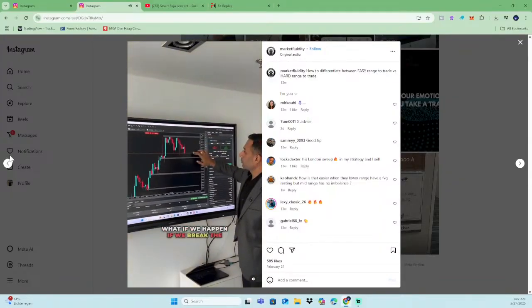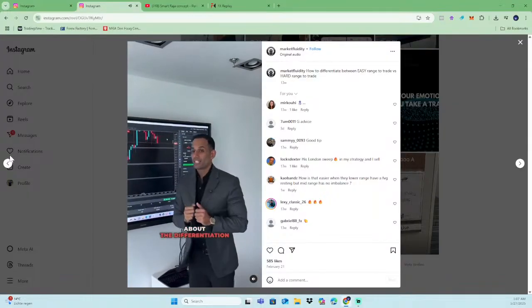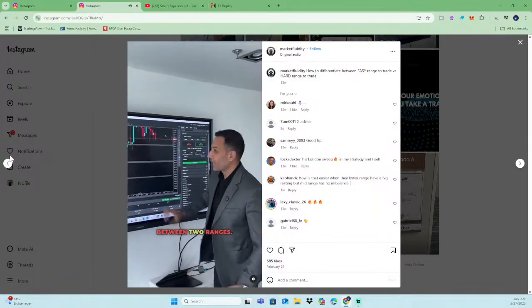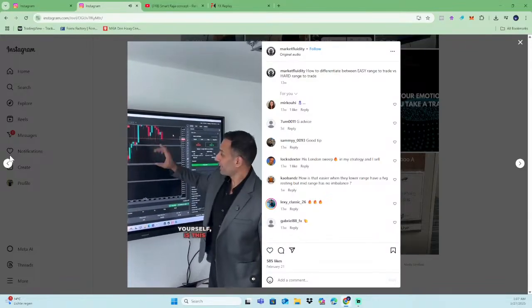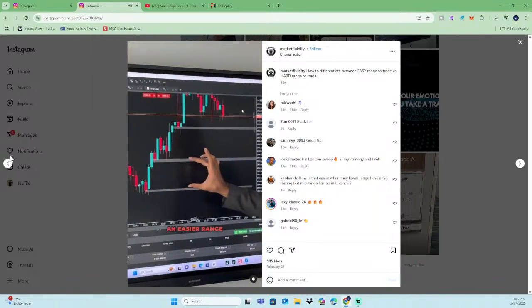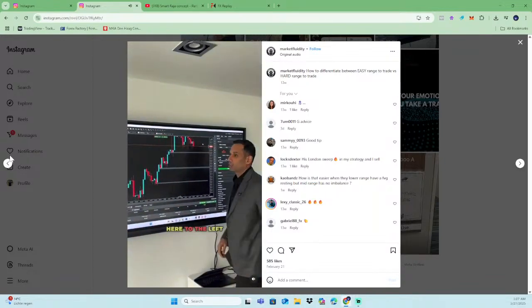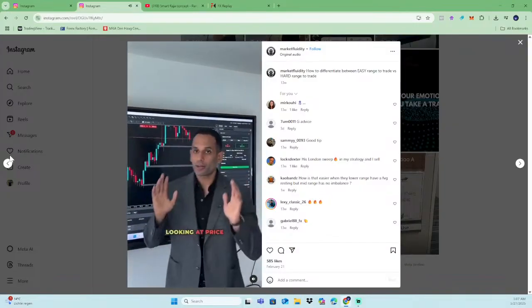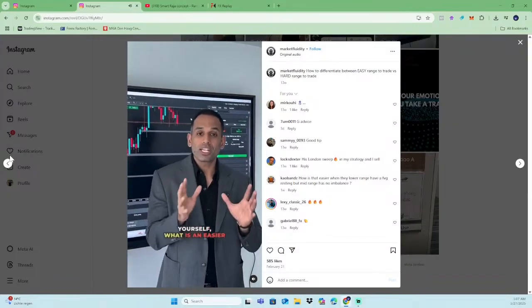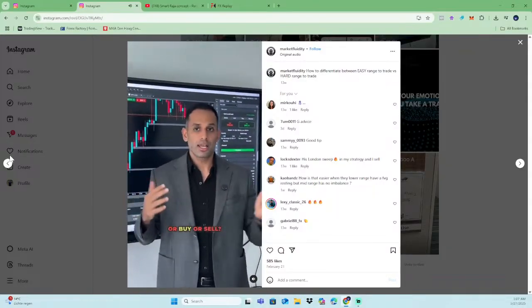What if we break the all-time high? Then we're going to talk about that. But here we're only talking about the differentiation between two ranges. Now you got to ask yourself: is this an easier range to trade, or is this an easier range to trade? For me, this will be the easier range because we have a clean range here to the left-hand side. So always, whenever you're looking at price action, ask yourself, what is an easier range, or what's an easier buy? So buy or sell, and you just gotta wait.